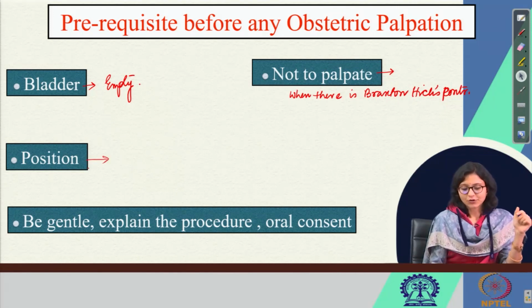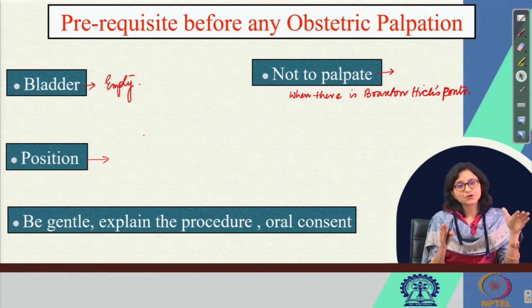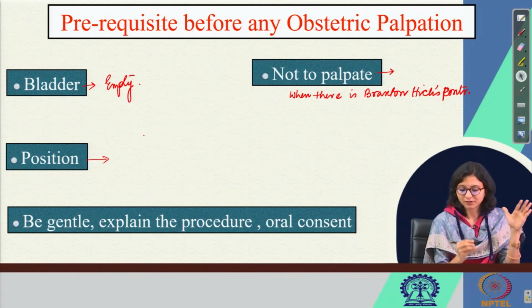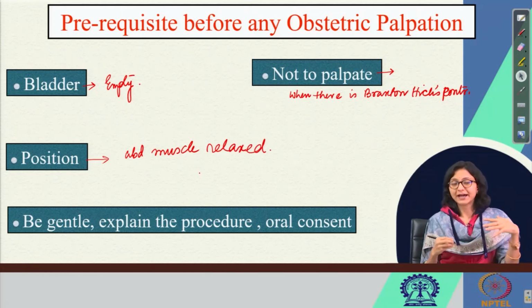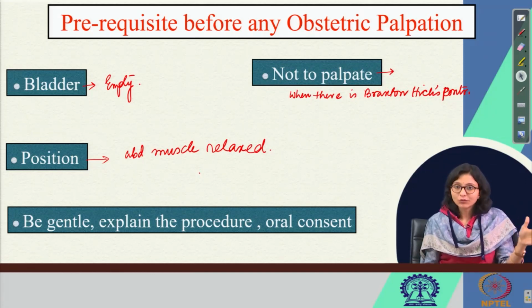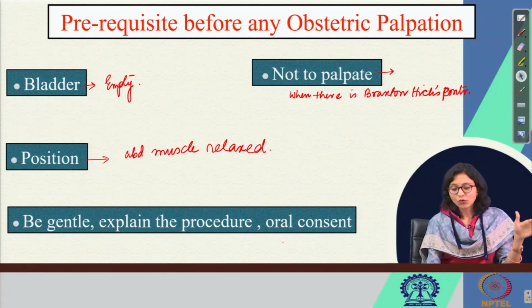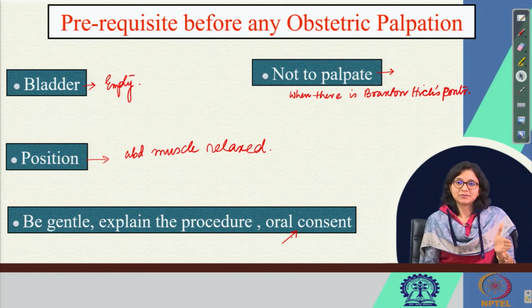What is the position? Position is supine position, dorsal supine position, and it should be in the most comfortable manner so that the abdominal muscles are relaxed. These relaxed abdominal muscles will help to palpate the fetal parts more accurately, and always be gentle. Explain the procedure to the mother and take her into your confidence, make her feel comfortable, and always take consent, mostly oral consent, for the examination.